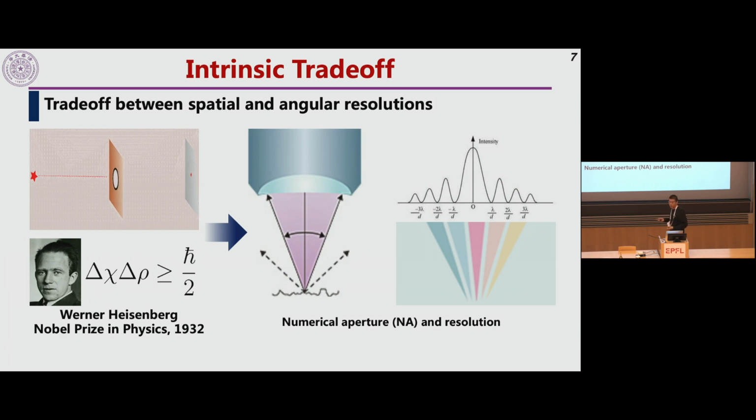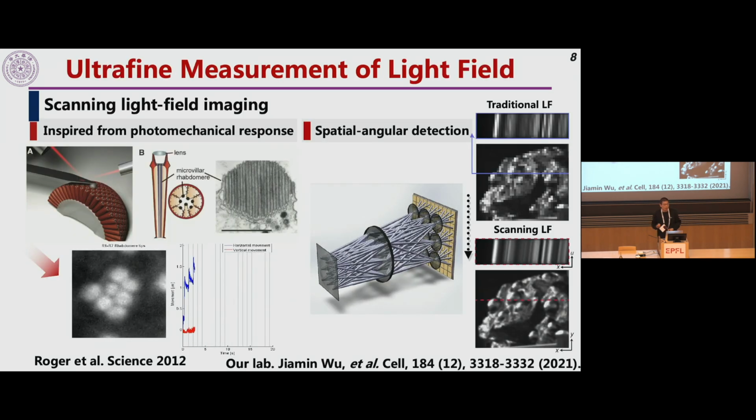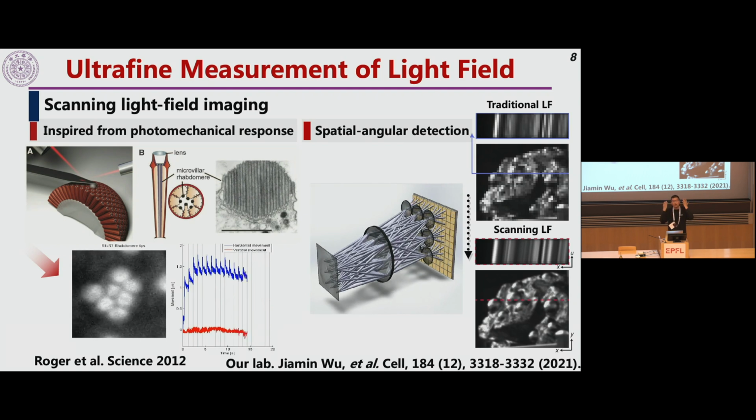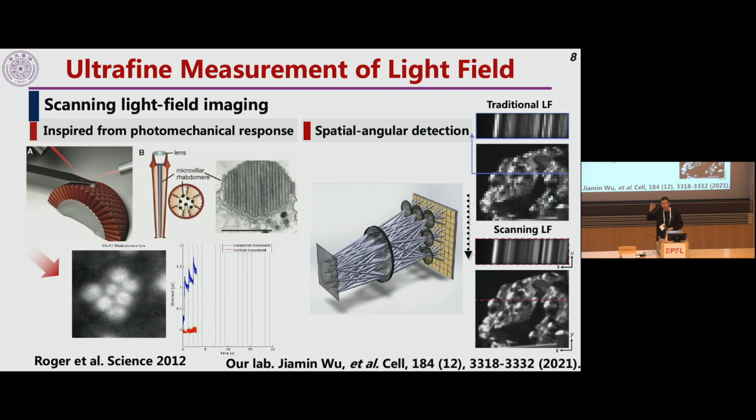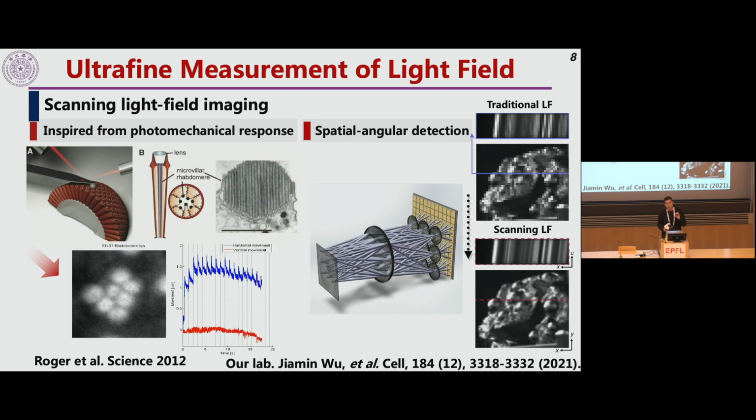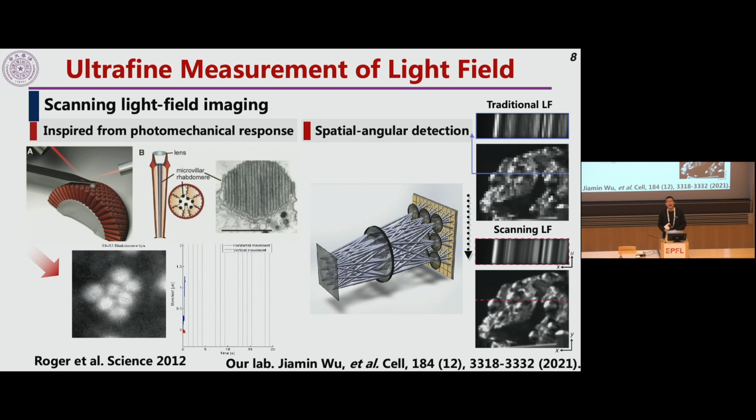So how to bypass this limit? We were inspired by a very interesting phenomenon in Drosophila. We find that when Drosophila resolve high frequency information, it doesn't only rely on the microlens array in the compound eyes. There's also a very interesting phenomenon, which we call photomechanical response. It means that all the photoreceptors of the Drosophila, when they receive the light rays, generate high-speed drifting. And this kind of high-speed drifting can help Drosophila to resolve high-frequency information. If we block this photomechanical response, it cannot resolve high-frequency information.